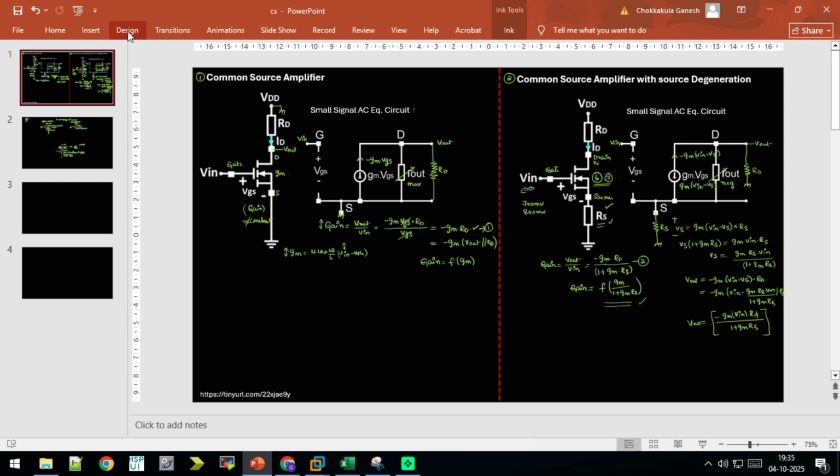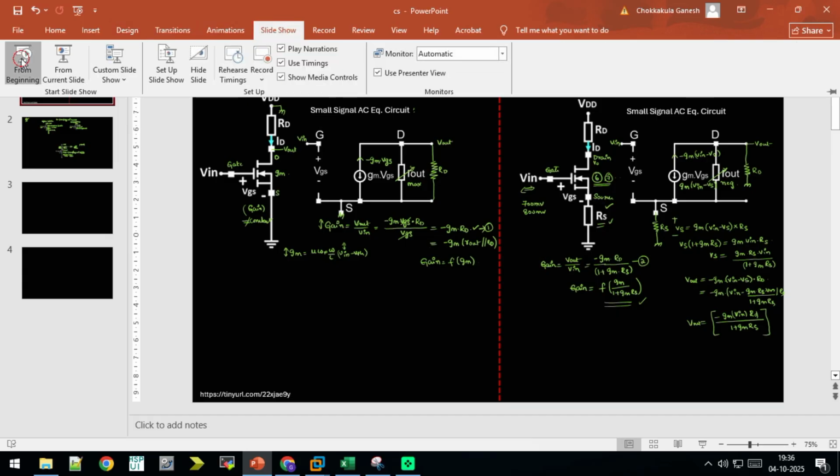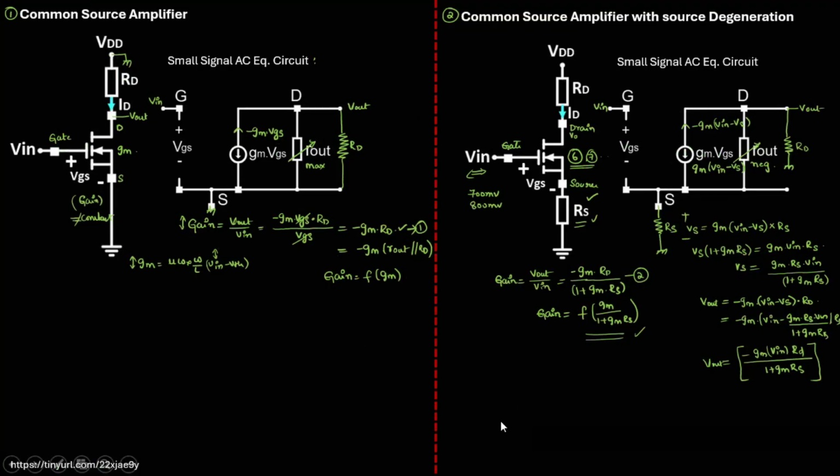Where we can see that GM times Rs, if it is very high, if we consider that, then the 1 can be neglected. The moment the 1 can be neglected, GM gets cancelled. So my gain totally depends on RD and RS, and the minus sign will be there.